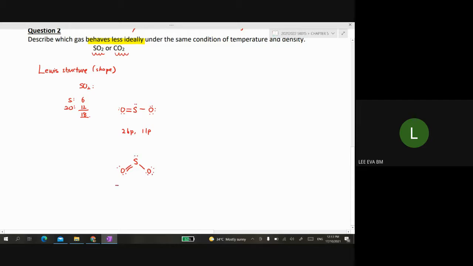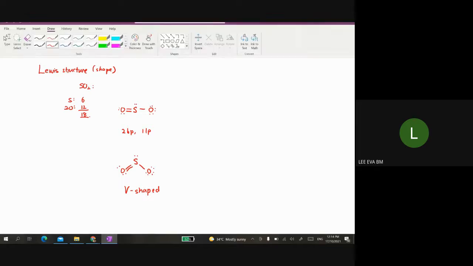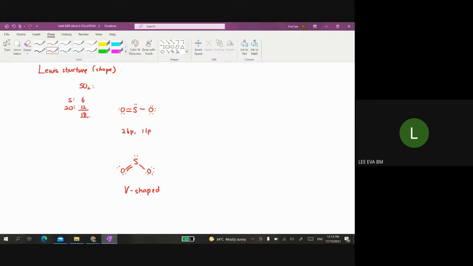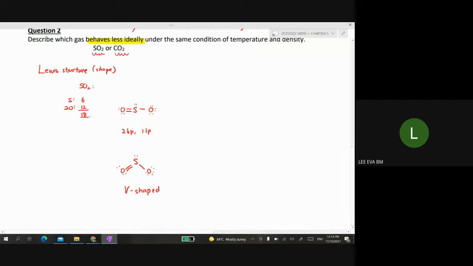Okay, it is a trigonal. Do you still remember the name? Its shape is V-shape. Its electron group arrangement is trigonal planar, but how about the molecular shape? V-shape. Okay, we don't look at the lone pair, we just look at the bonding pairs only. It's a V-shape over here. Okay, so tell me about its polarity.